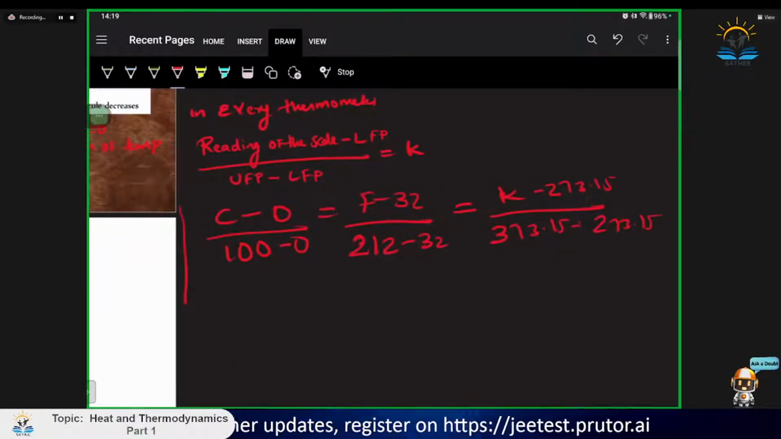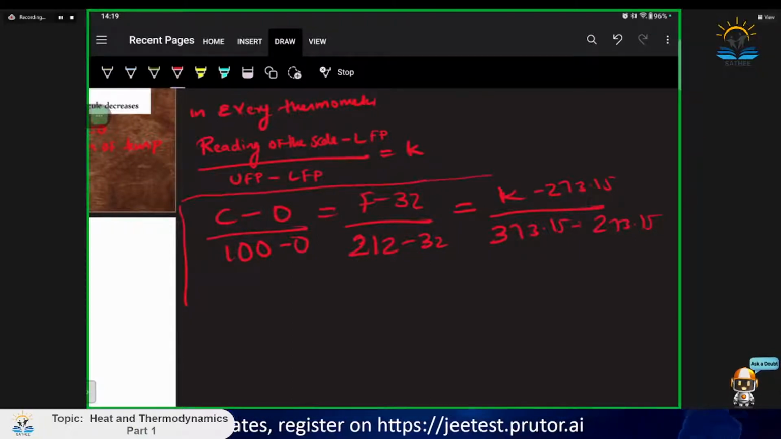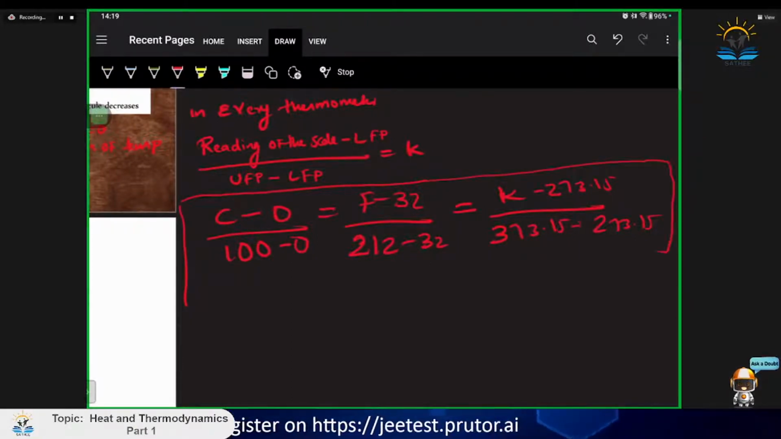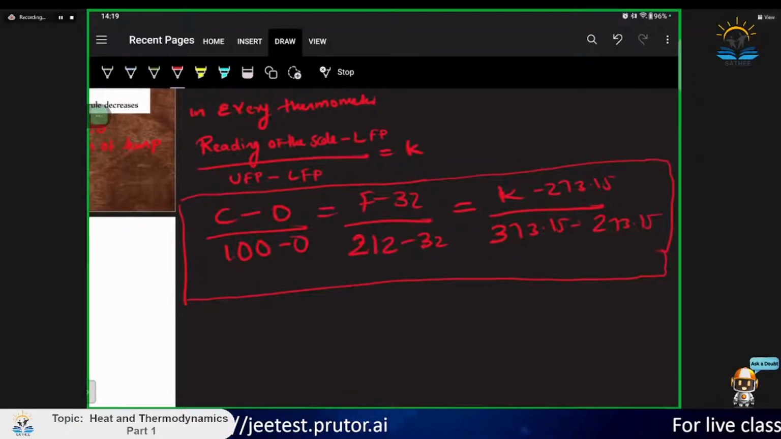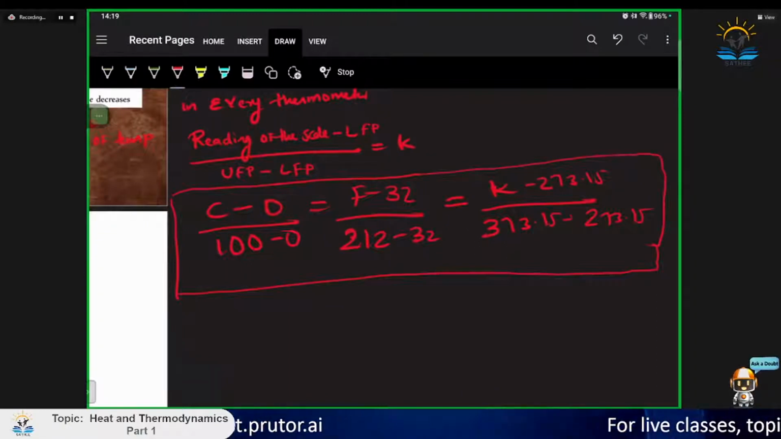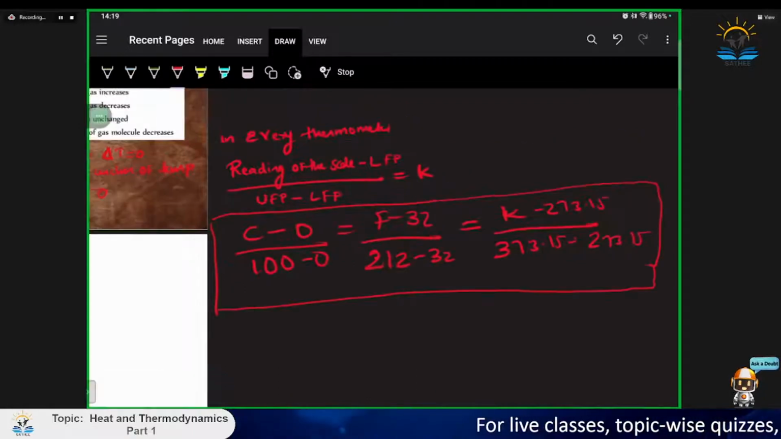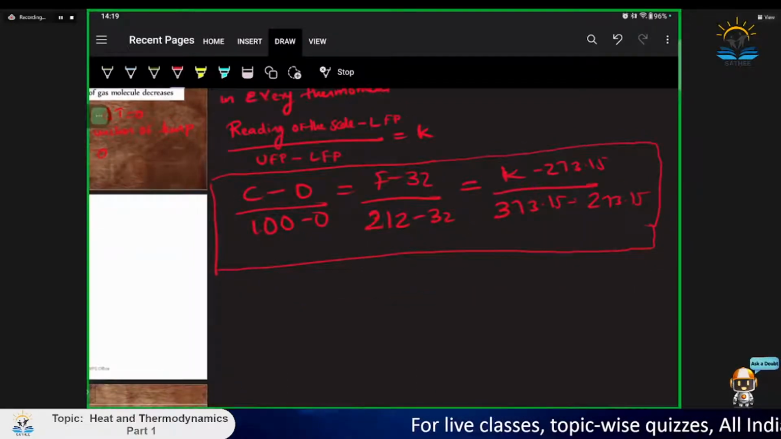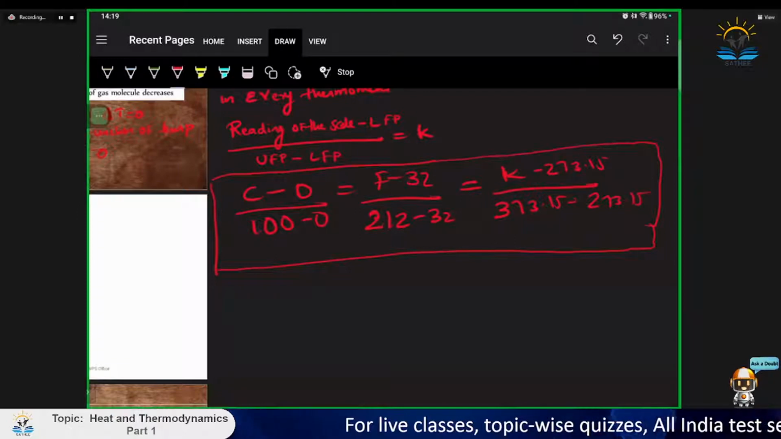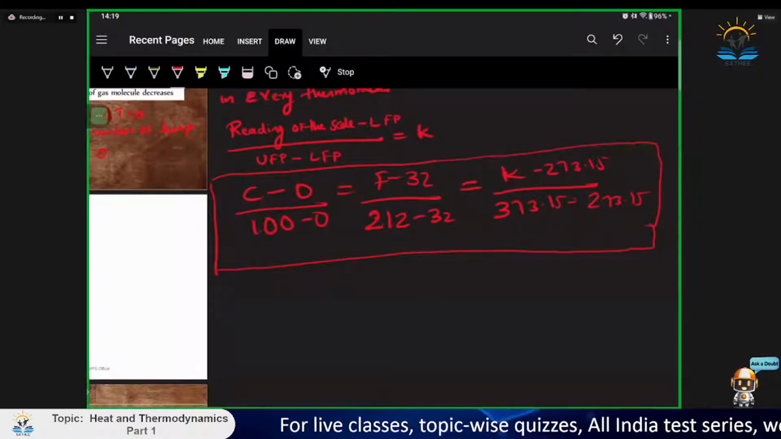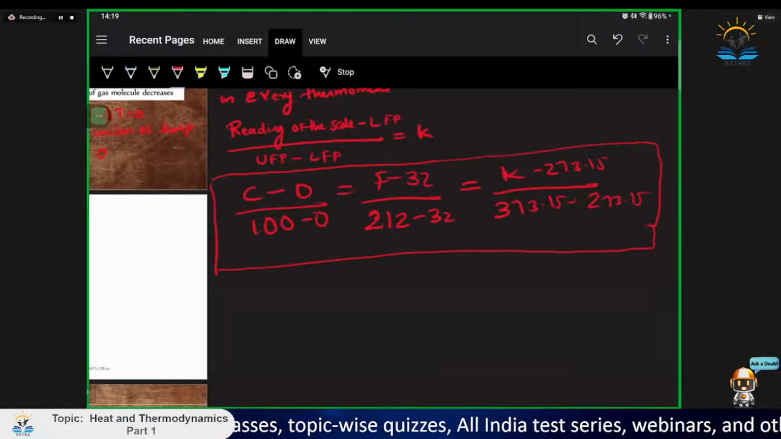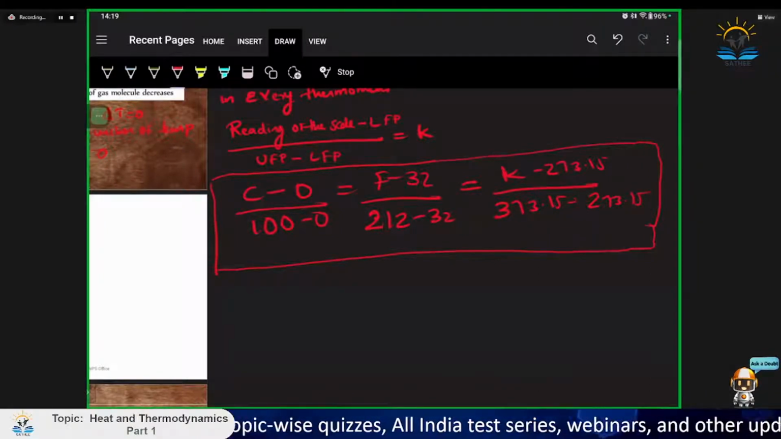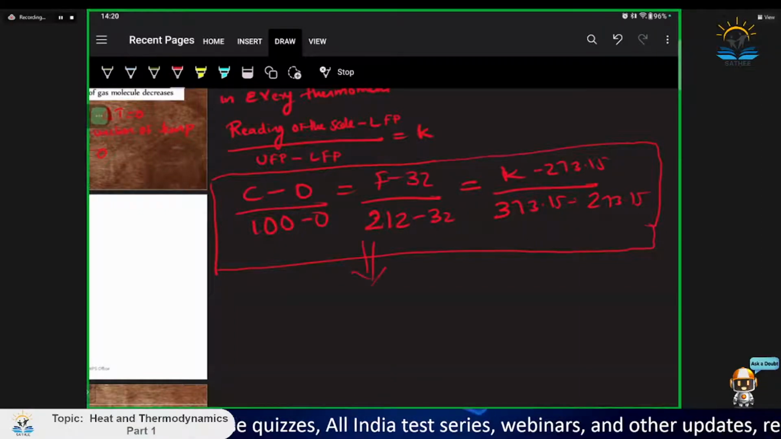We are not doing any questions using this equation now, but we can expect this type of question in the JEE Mains exam. Once we know this equation, we can tackle every question based on it. They can give, for example, 37 degrees Celsius in the Celsius scale, and ask what the corresponding temperature is in Fahrenheit or Kelvin. When we put the values in this equation, we will get the answer.